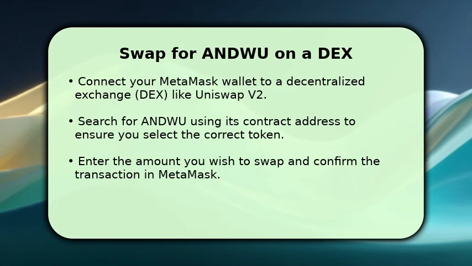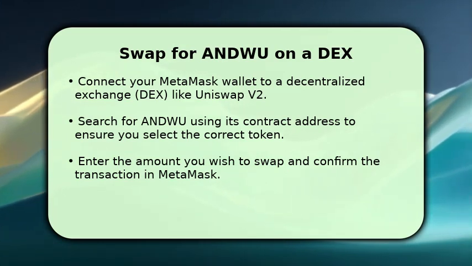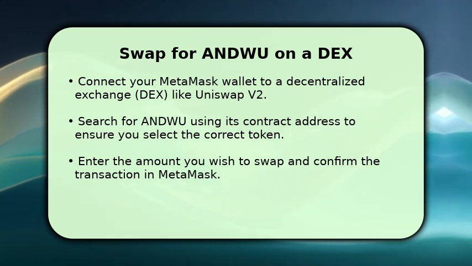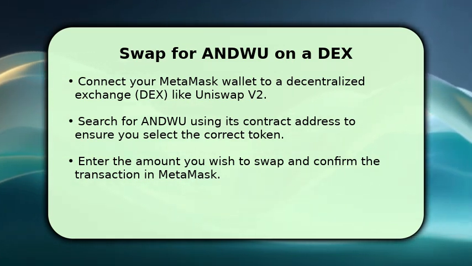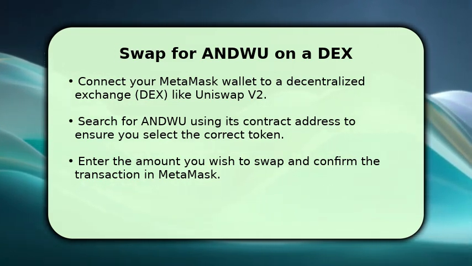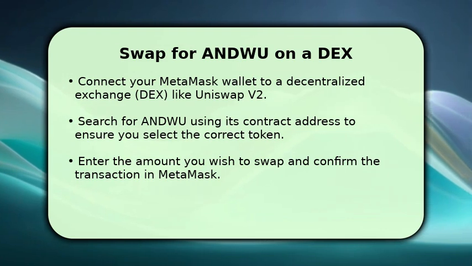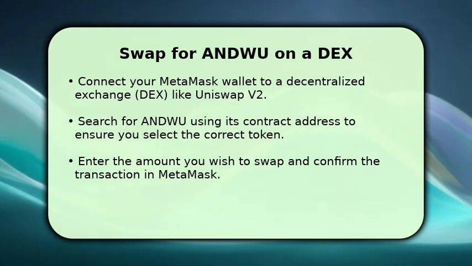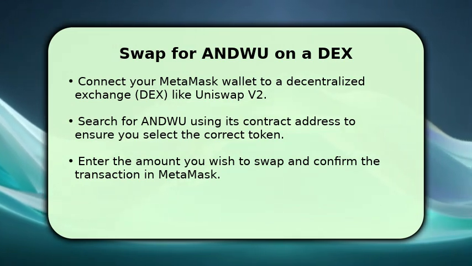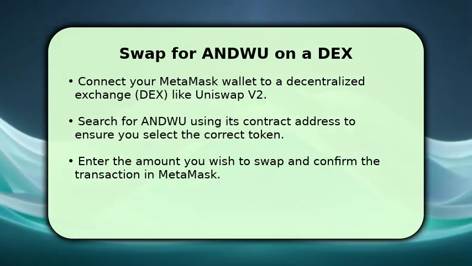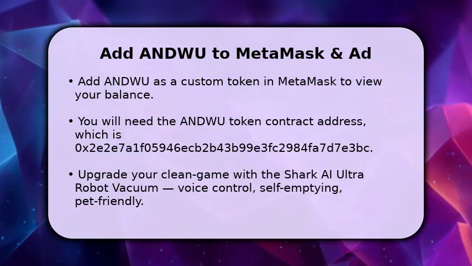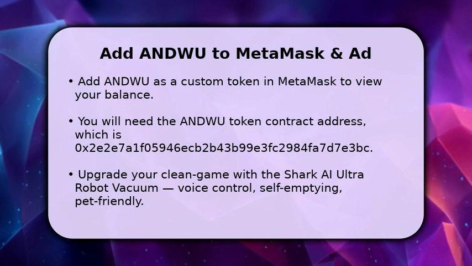Now it's time to swap for ANWU. Navigate to a decentralized exchange, such as Uniswap v2, and connect your MetaMask wallet. It's crucial to use the correct ANWU contract address when searching to prevent scams. Once you've selected ANWU, input the amount you want to buy, review the transaction details, and confirm the swap through your MetaMask wallet.